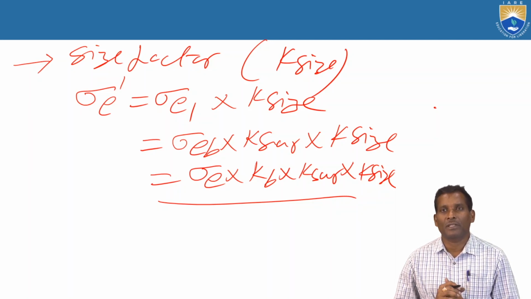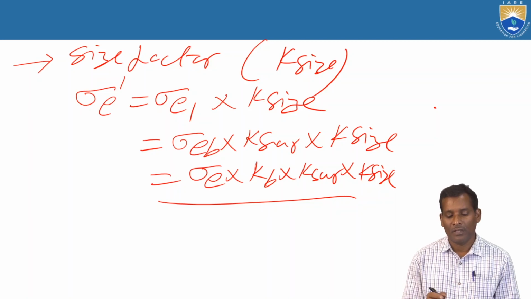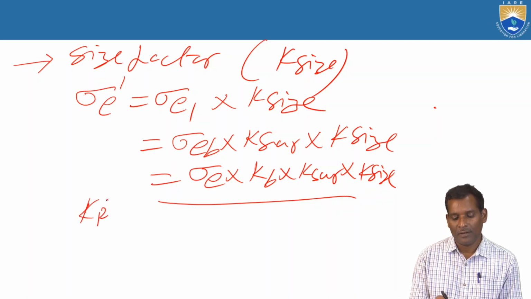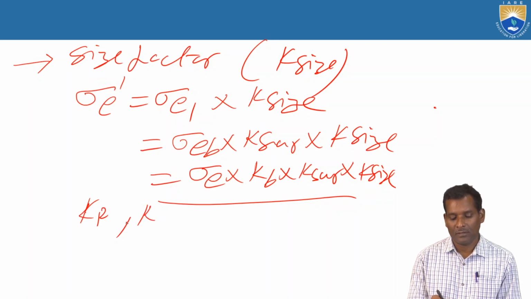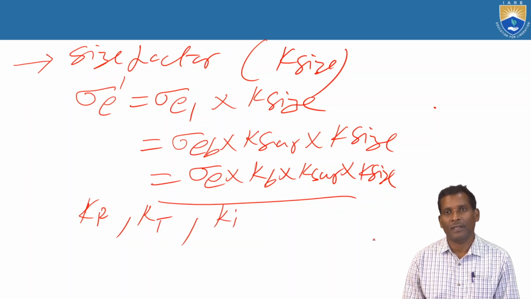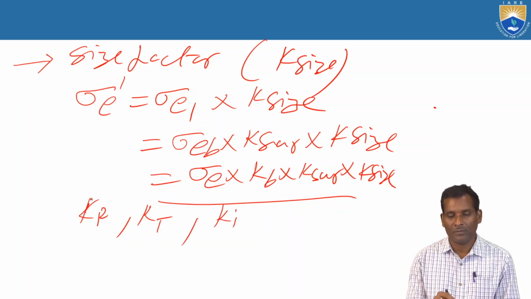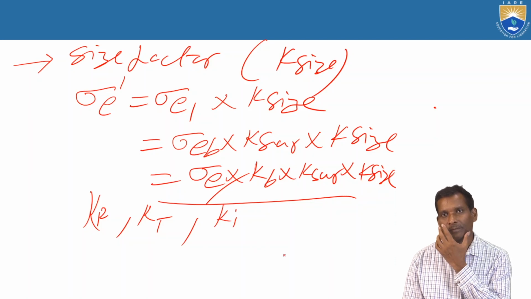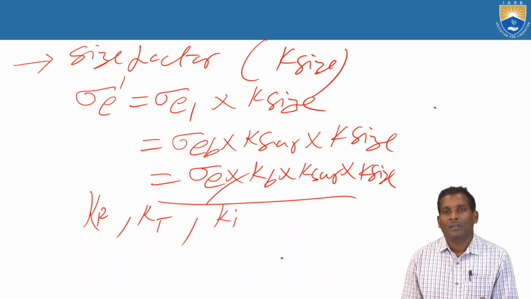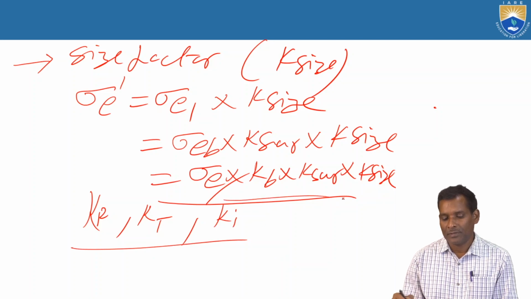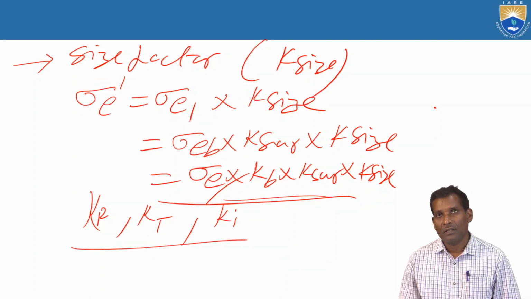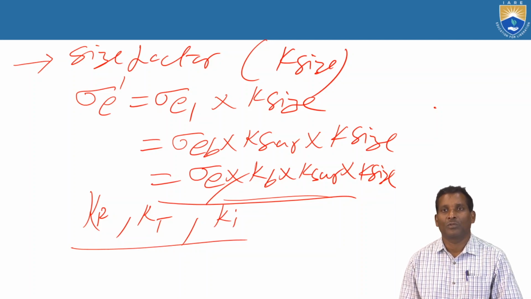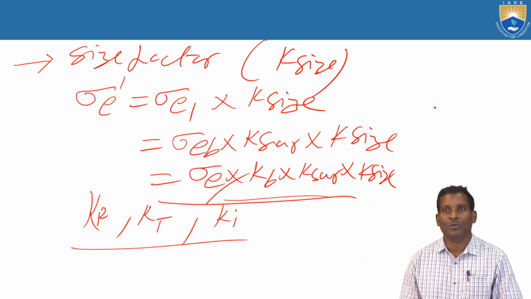The other miscellaneous factors are also there: the reliability factor, temperature factor KT, and impact factor Ka. Whatever factors are given, you should multiply them with sigma E. This is how to write the equations for endurance limit. This is the effect of different loads on the endurance limit, so you should use load correction factors.